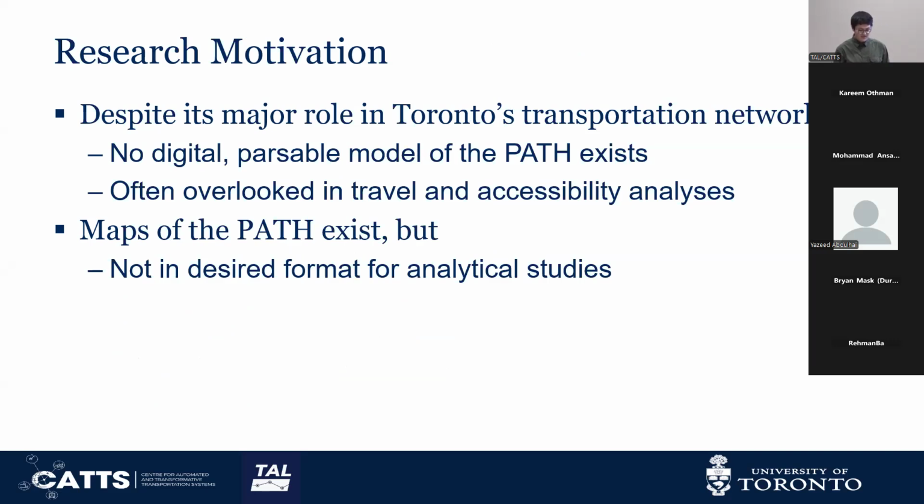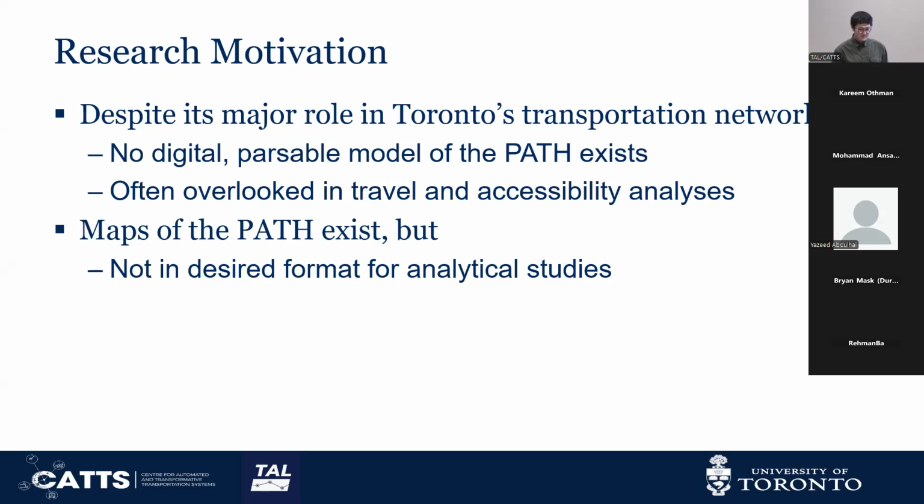So as you can see, the path makes up a very significant portion of downtown Toronto's transportation network. But despite its major role, there's currently no digital and parsable model of the path. Therefore, it is often overlooked in accessibility and travel analyses for downtown Toronto.